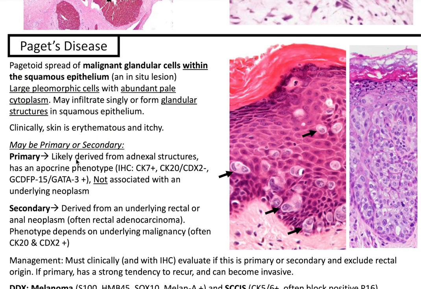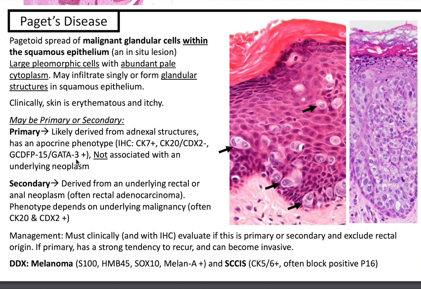Paget disease. This is pagetoid spread of malignant glandular cells within the squamous epithelium, hence an in situ lesion. You'll have large pleomorphic cells, abundant pale cytoplasm, glandular structures. You want to differentiate if it's primary, likely derived from adnexal structures and not associated with an underlying neoplasm, or secondary, which is derived from an underlying rectal or anal neoplasm. Your differential includes melanoma and squamous cell carcinoma in situ.